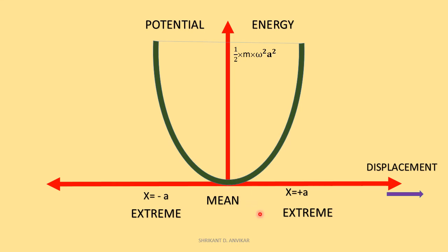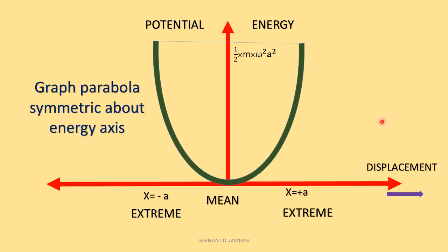This is the graph of potential energy versus displacement. Now from the graph we can say the graph is a parabola, and this graph is symmetric about the energy axis. Now we calculate the total energy of a particle in simple harmonic motion.